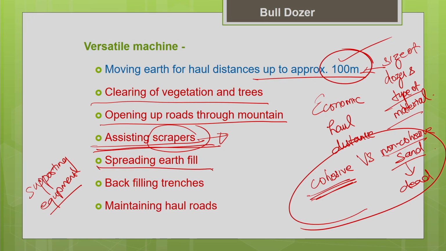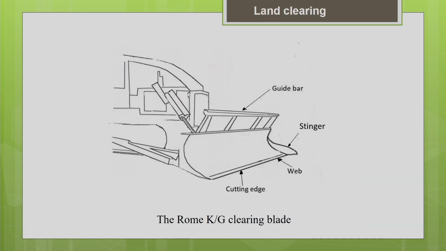Similarly, you can use the bulldozer for spreading the earth, for preparation of your subgrade for your road, for filling and backfilling the trenches, and for maintaining the haul roads. For different applications it is used, that is why we call it a versatile machine. Let us see some examples. You can see this bulldozer can be used for land clearing. It is used for cutting the trees and clearing your site.